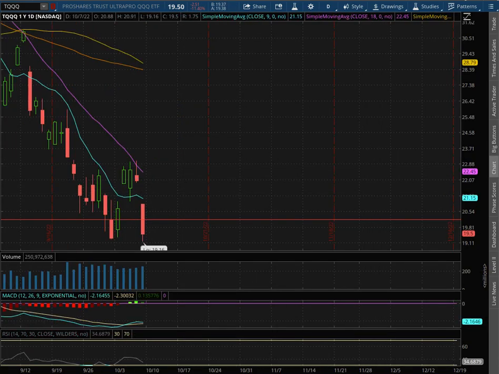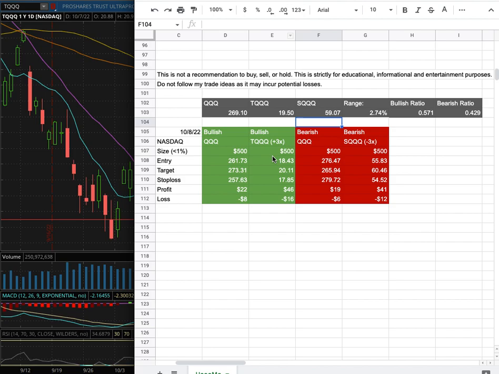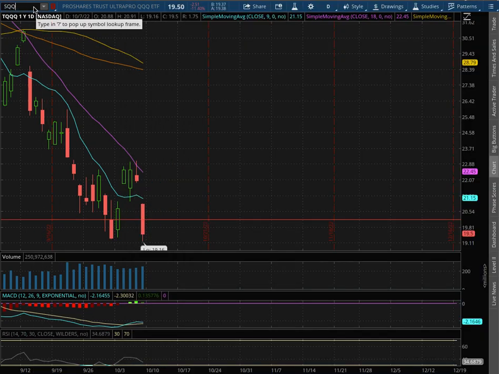And as with the trade idea, my trade position size for it is less than 1% of my portfolio. My entry is at $18.43. My sell target is at $20.11. That is its range here. My stop loss is at $17.85.